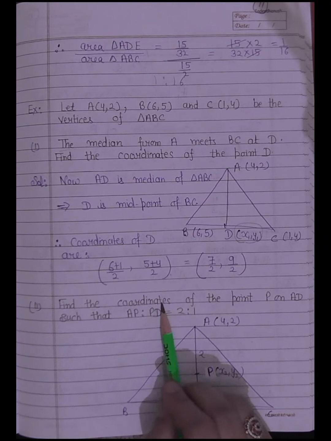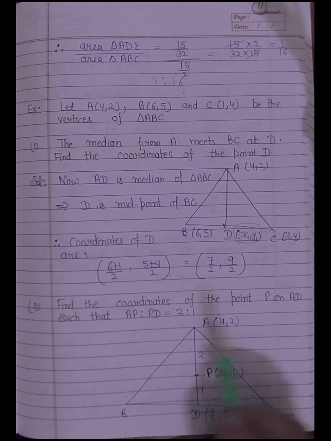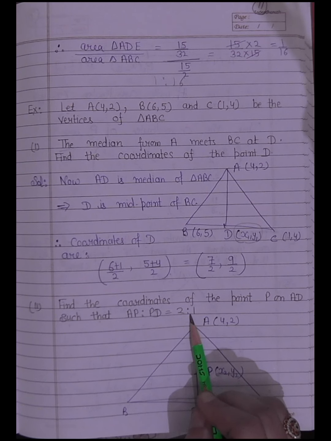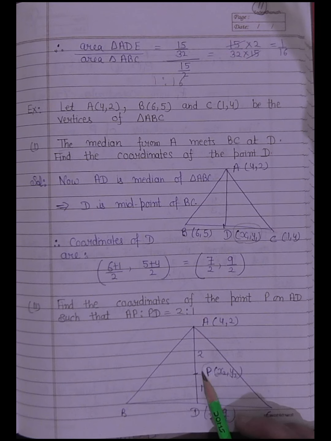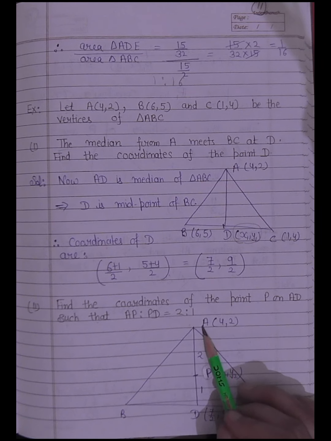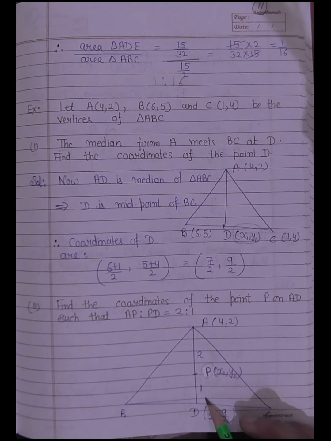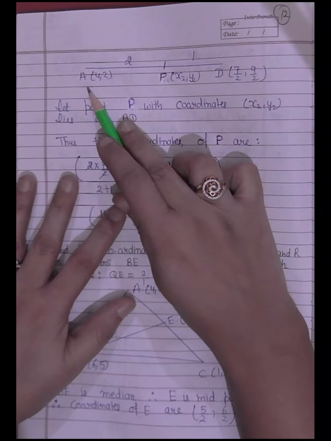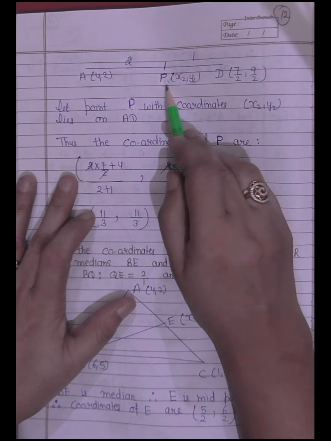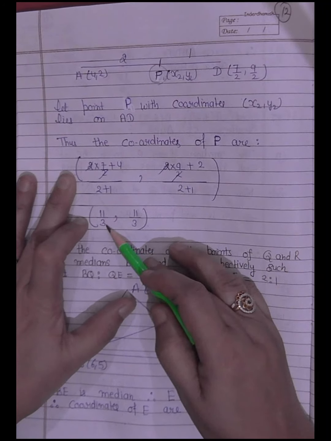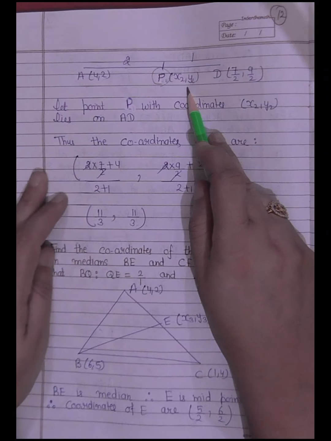Next part, find the coordinates of the point P on AD such that AP ratio PD is equal to 2:1. Now this time the point P is on the median, and this point is dividing the line AD in the ratio 2:1. So we can easily find the coordinates of point P using A and D. Here point P is dividing AD in 2:1, so we can easily find the coordinates of point P, which are 11 by 3, 11 by 3, by using the section formula.